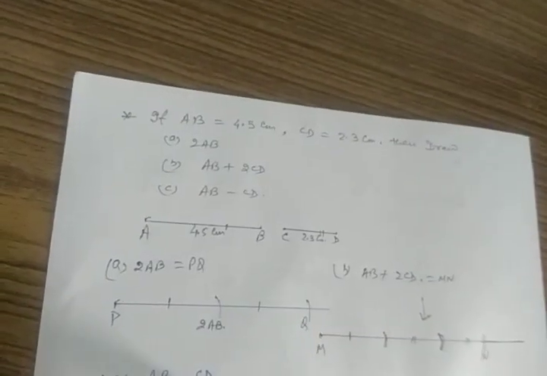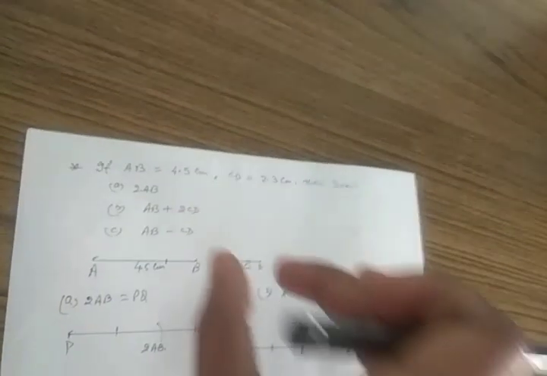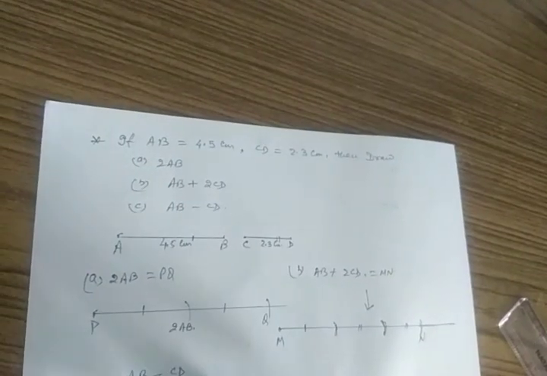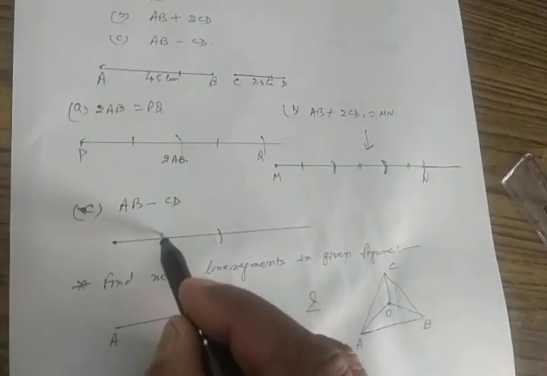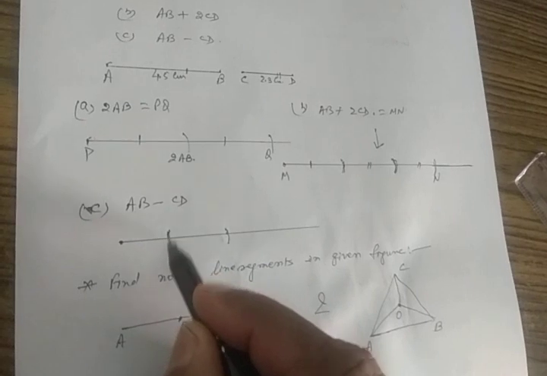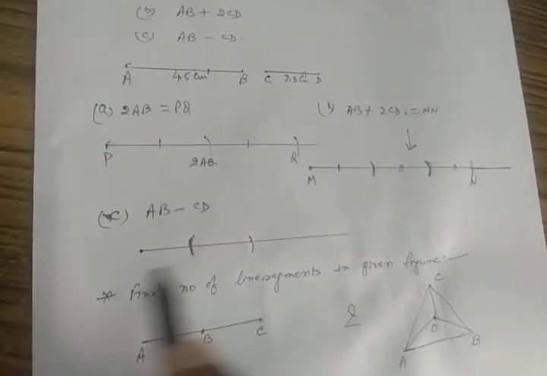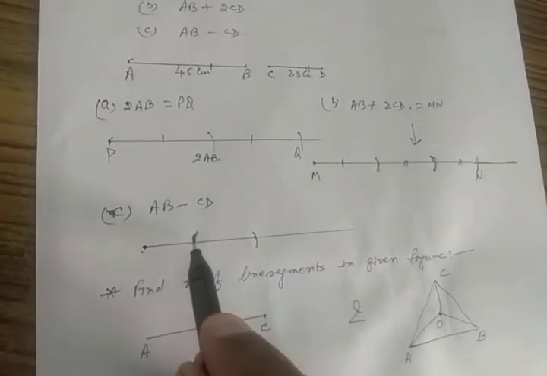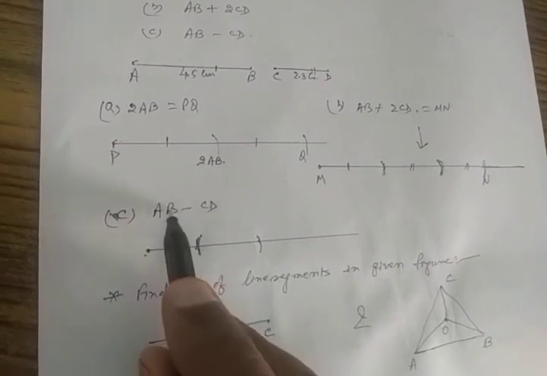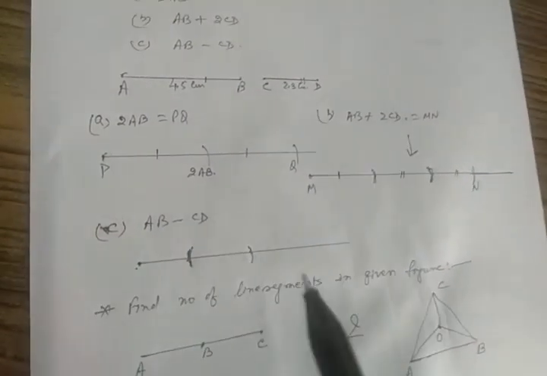And now minus CD. What is it in here? Minus CD. So just take this CD and CD should be in the back side. Is it clear? Here CD should be in the back side. So from here you cut down CD. Follow? It is your AB and CD should be in the back side. So that it represents AB minus CD.